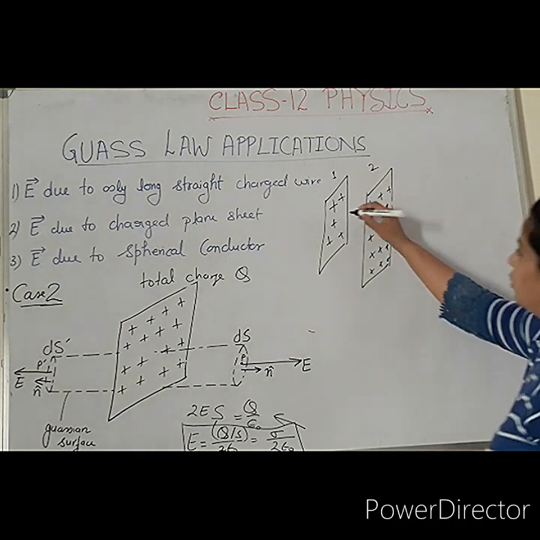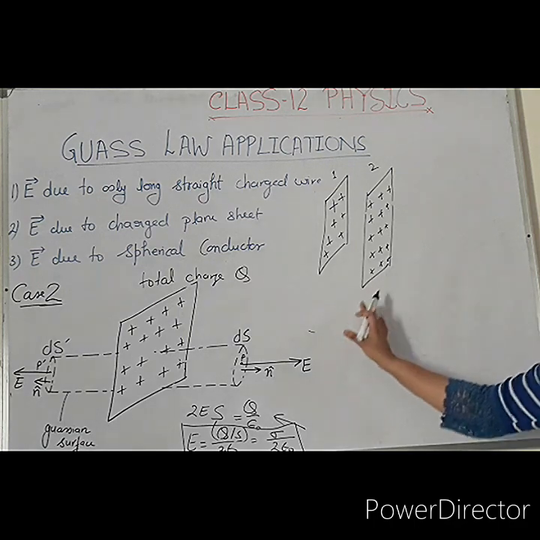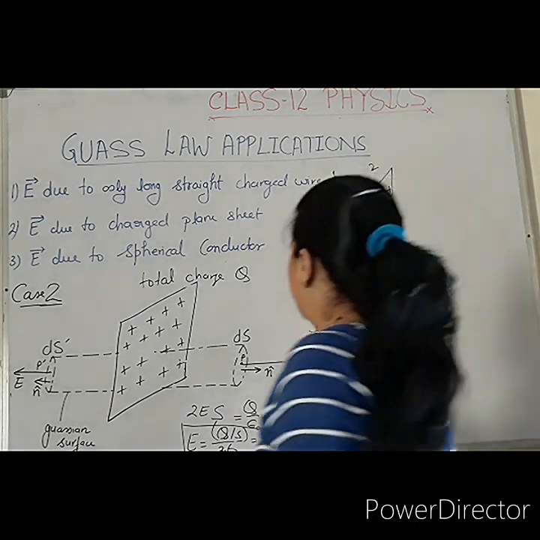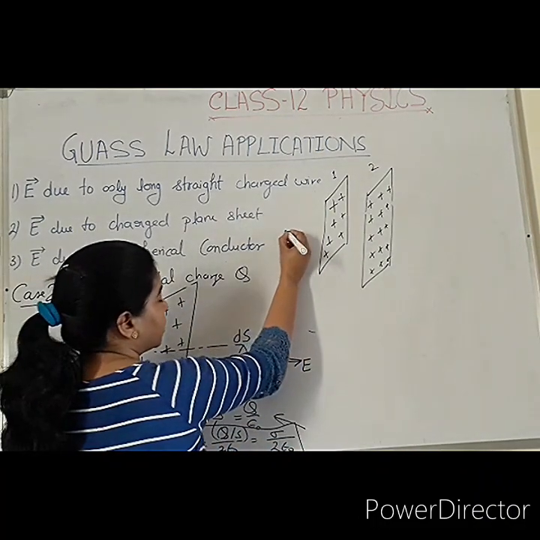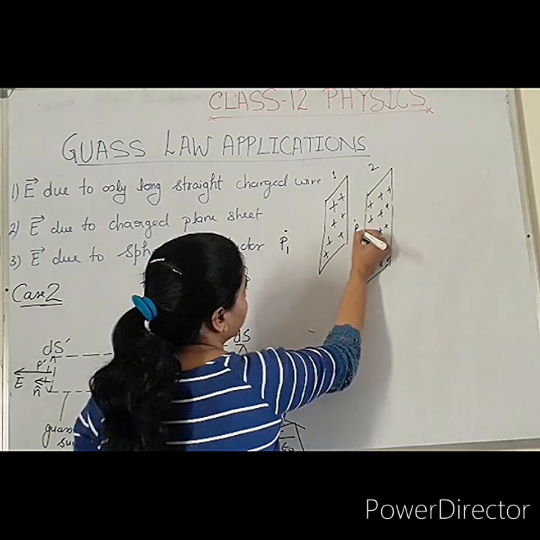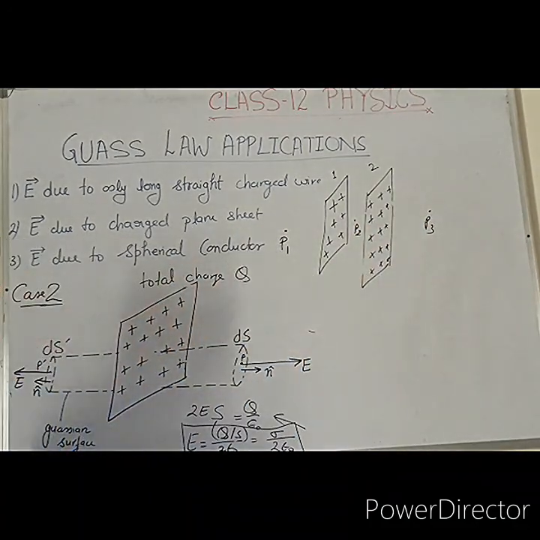Okay, both are having the same value, and this is a very important case. It will come in chapter 3 also, in the capacitor chapter. So remember these points. You can take 3 points here: the P1 point, the P2 point, and the P3 point. So there may be 3 points.